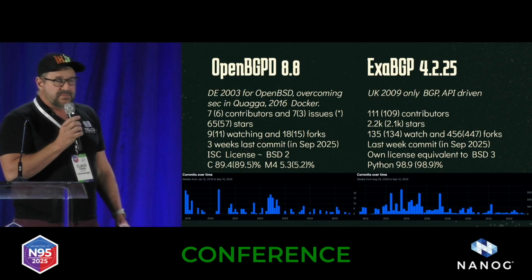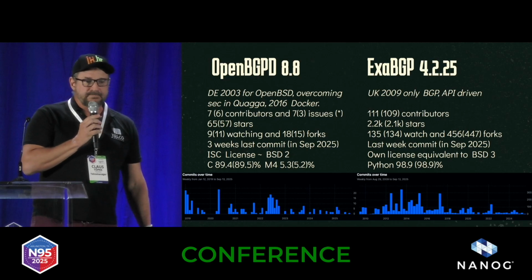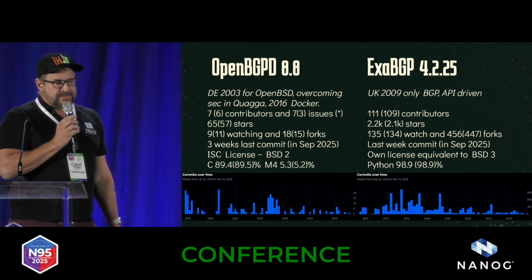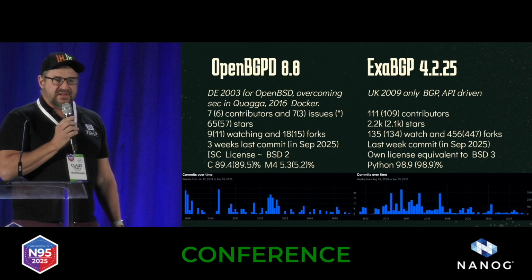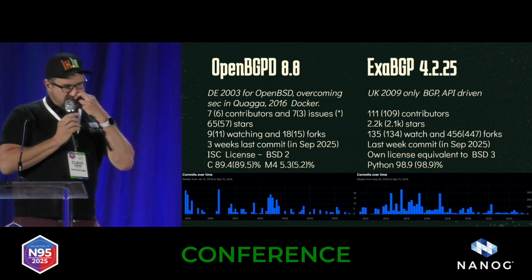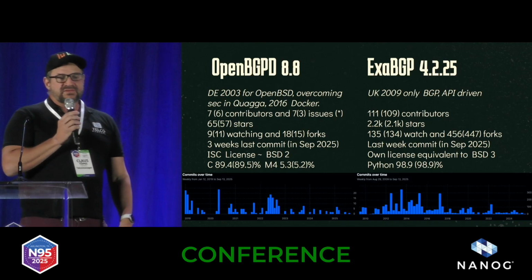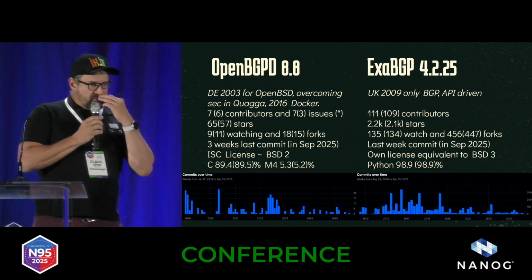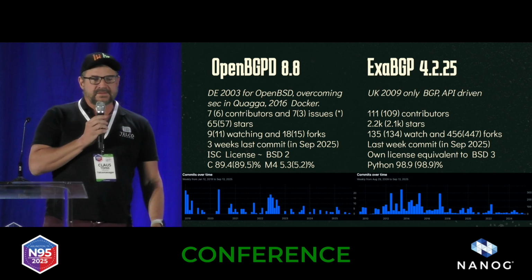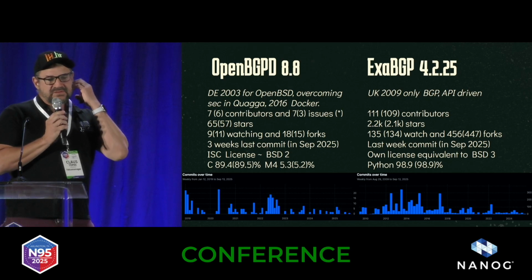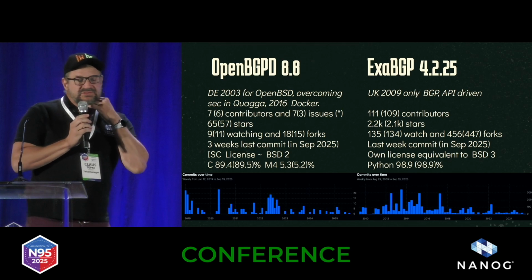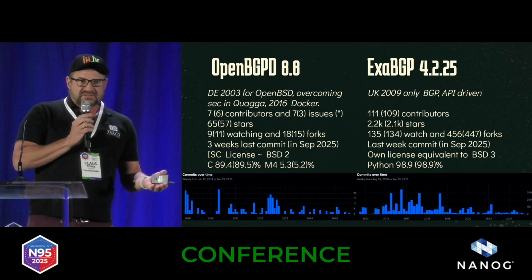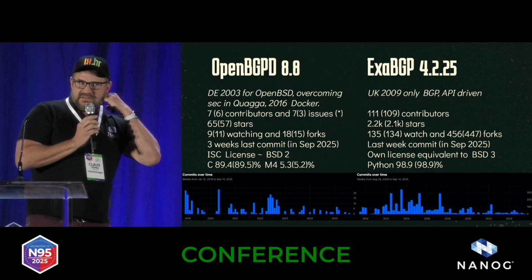Then comes ExaBGP. ExaBGP is also quite newer than the others, and it's API-driven. It has around 110 contributors, which rose last year, and 2,200 stars. But there are quite a few forks on it. For the number of contributors, there are lots of forks, which is quite high in terms of the percentage of contributions. And it has its own license based on the BSD3. And most of the code is Python.